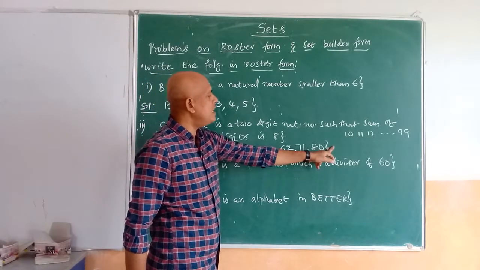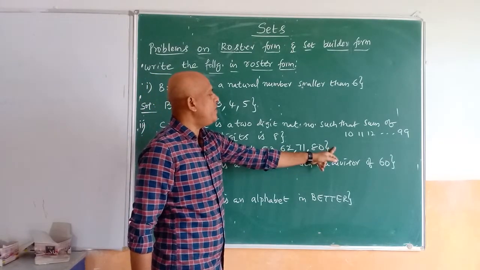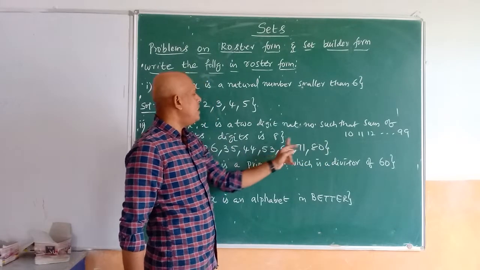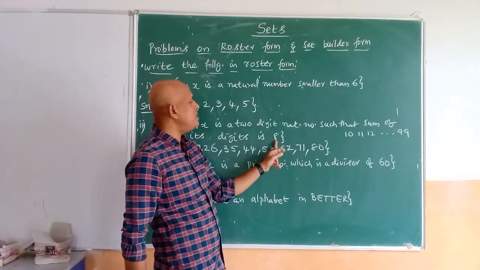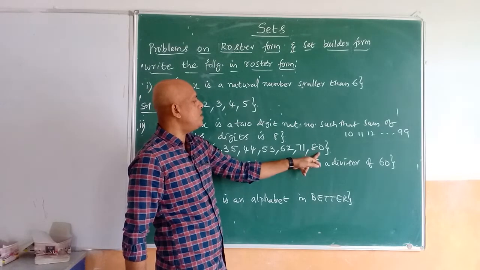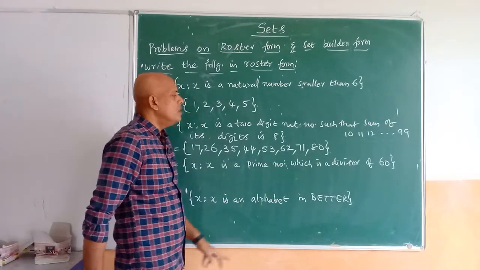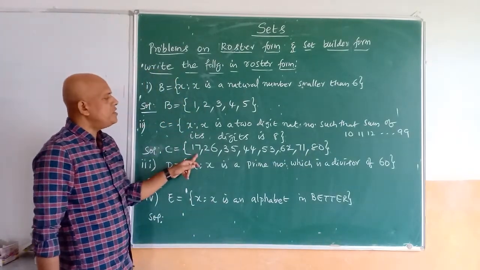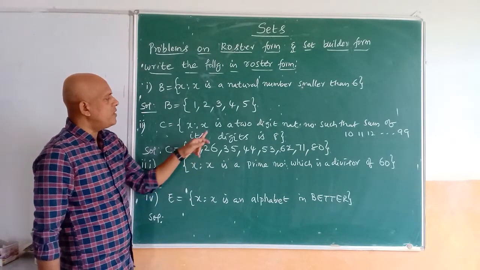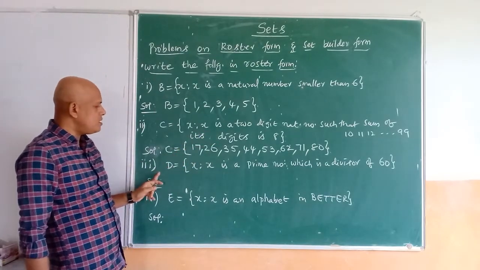So if we consider again 8 onwards 9, suppose if you take 9 plus 0, 90. But here 9 plus 0 is 9, but the sum should be 8. So this is the last 2-digit number whose sum of its digits is equal to 8. So these are the numbers written in the roster form for the given question. So let us move to the third problem.